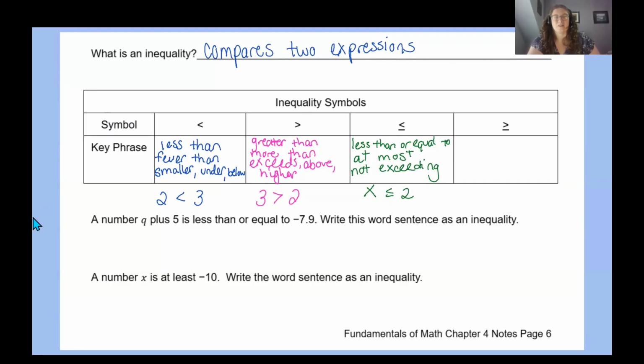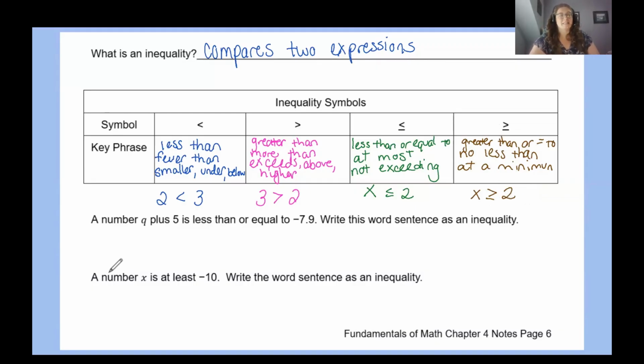And then if we see that greater than or equal to sign, we see some keywords like greater than or equal to. We might see no less than. We might see at a minimum. So if x is greater than or equal to 2, x can be 2 or any number larger than 2. So x is not less than 2. x is at a minimum 2. It can be 2 or any number greater.